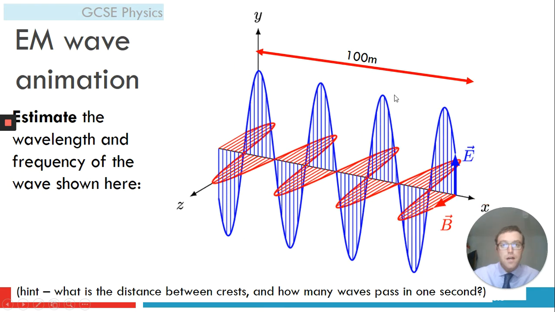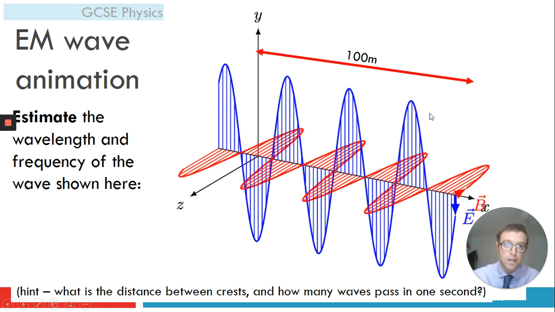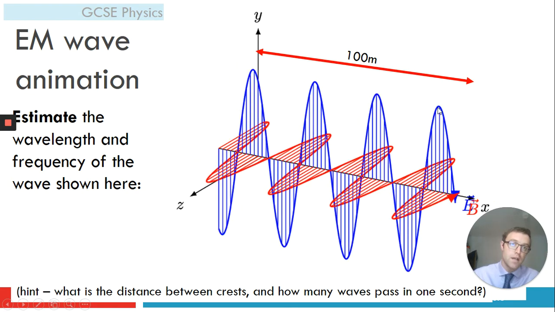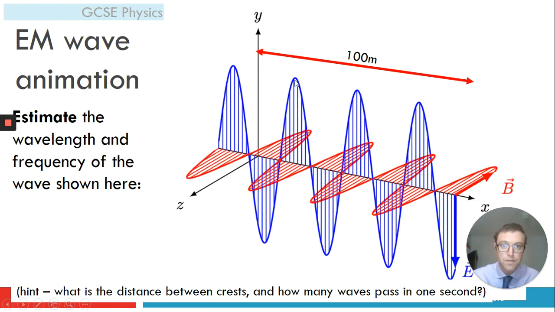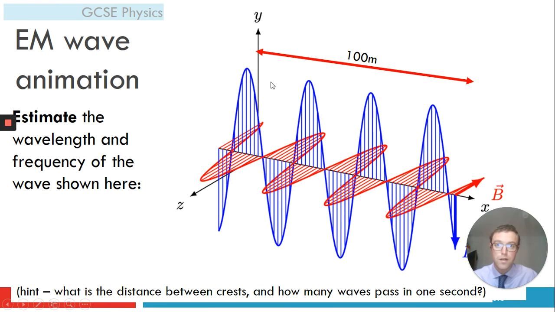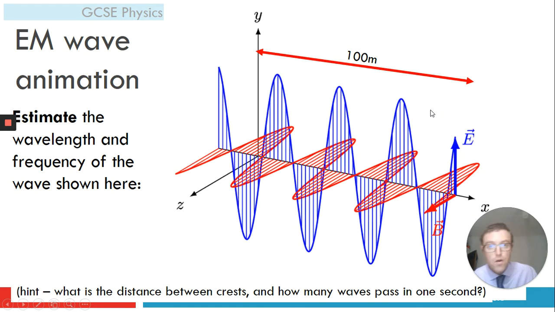And if we count the crests, let's just pick one field. So I'm going to pick the electric field because that's the one that's most prominent. I'm going to count these crests here as they pass, approximately. How many are there from one end of this graph to another? I think we have about 4.